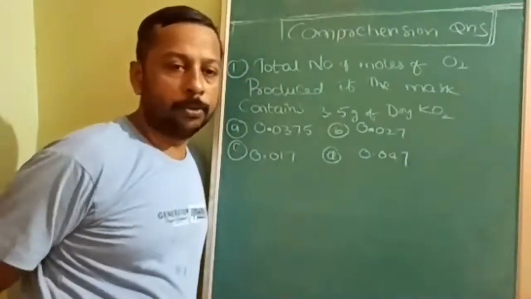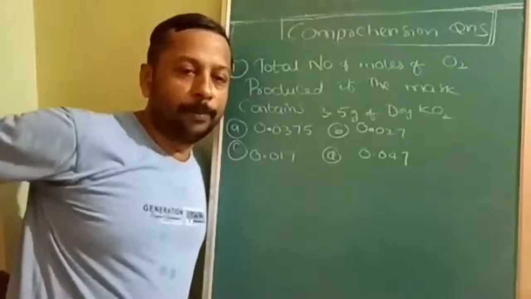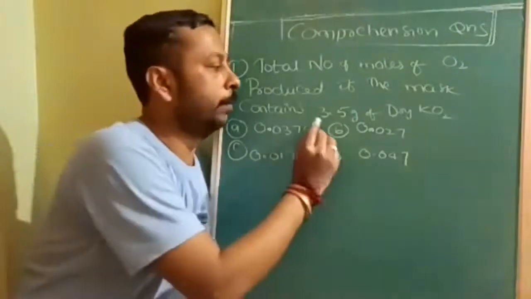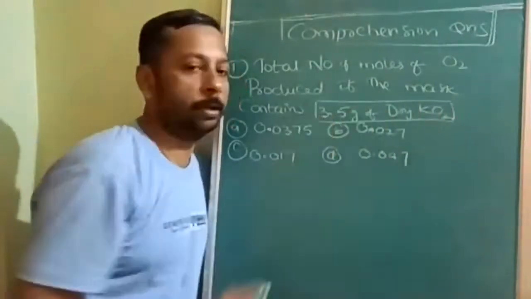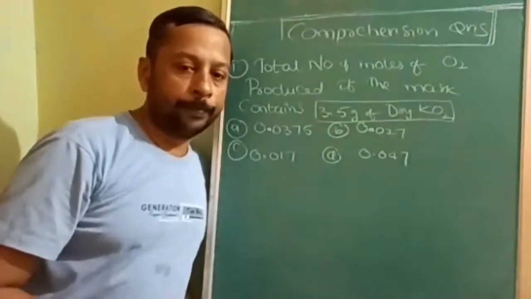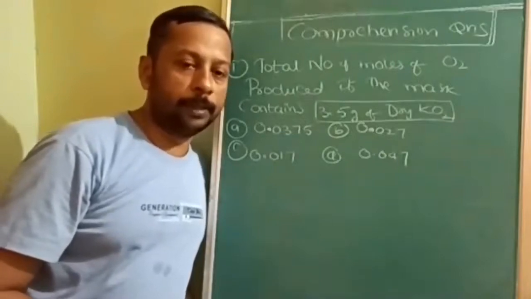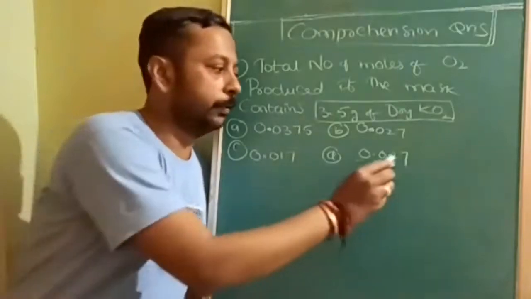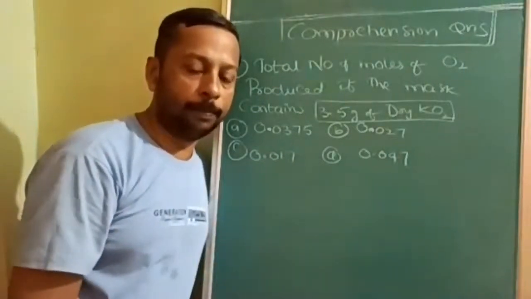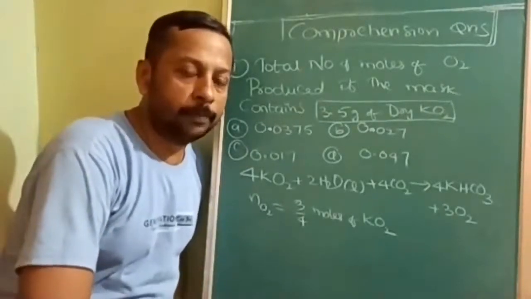Okay, next question, based on that paragraph: total number of moles of oxygen produced if the mass contains 3.5 grams of dry potassium superoxide. Option A is 0.0375, then 0.027, then 0.017, then 0.047. Solve carefully, write the reaction and balance it properly. The question is the total number of moles of oxygen produced.